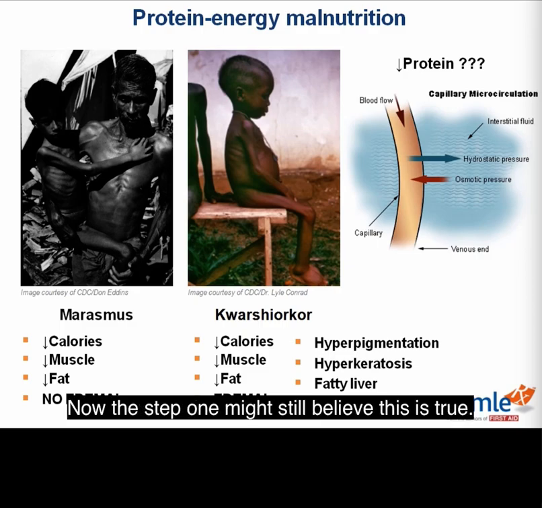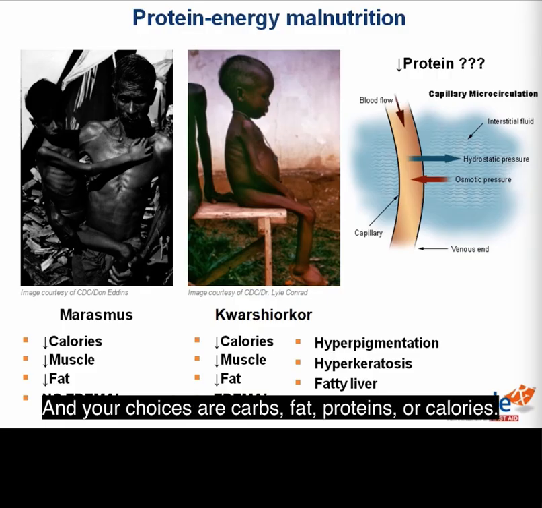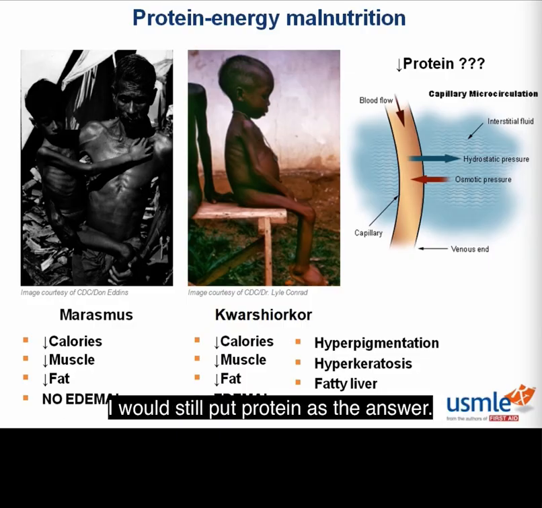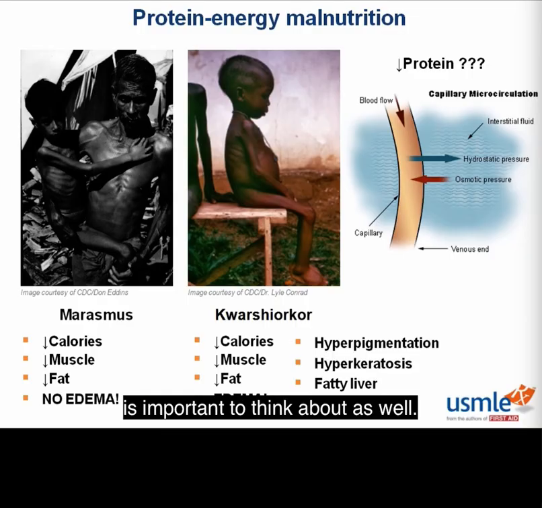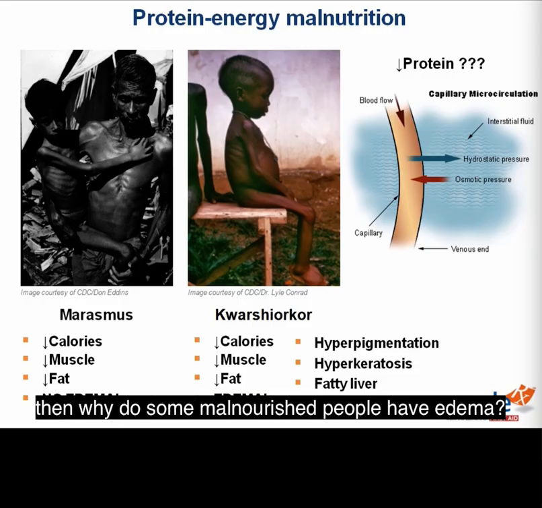Now, the step 1 might still believe this is true. So if you get a question that asks what is deficient in a malnourished patient with a swollen belly, and your choices are carbs, fat, protein, or calories, I would still put protein as the answer, and the mechanism of decreased oncotic pressure is important to think about as well. So if that's not the connection, then why do some malnourished people have edema?